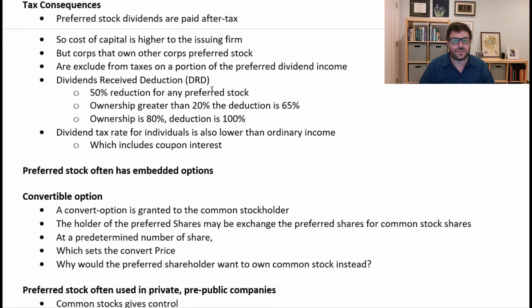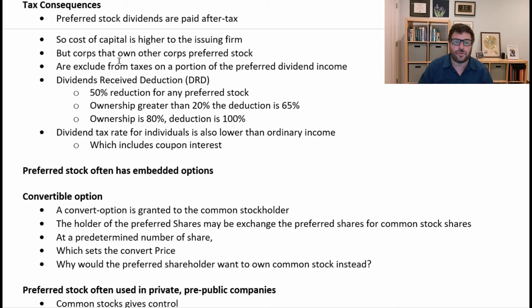Tax consequences. So for the corporation, preferred stock dividends are paid after tax. Remember that you remove interest expense before calculating taxable income and tax expense, but dividends are paid after tax. And so it costs the corporation more money to pay a preferred dividend than it does to pay a coupon payment.